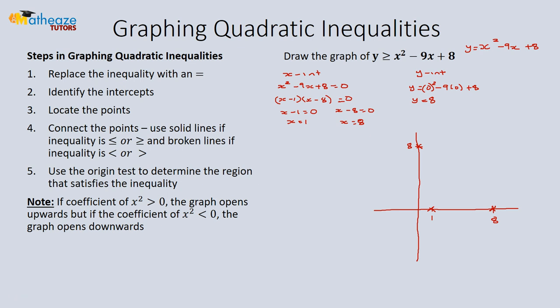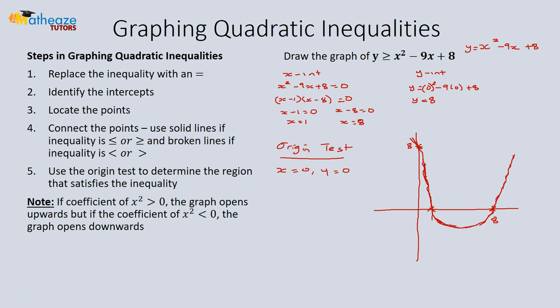Now because this is greater than or equal to, we're going to use solid lines to draw the graph of the inequality, the quadratic. So now that we have the graph, because we need to find the region that satisfies the inequality, we're going to use the origin test. So here's what the origin test means. So what we're going to do is plug in x equal to 0, y equal to 0 in the inequality and see if the inequality is true.